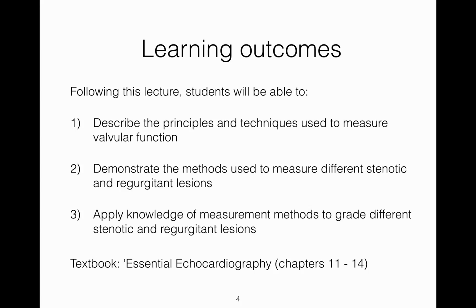There are 3 learning outcomes for this lecture. Following the lecture, you will be able to: 1. Describe the principles and techniques used to measure valvular function. 2. Demonstrate the methods used to measure different stenotic and regurgitant lesions. And 3. Apply knowledge of measurement methods to grade stenotic and regurgitant lesions. Chapters 11 to 14 of Essential Echocardiography are the chapters you'll need to refer to for more information.